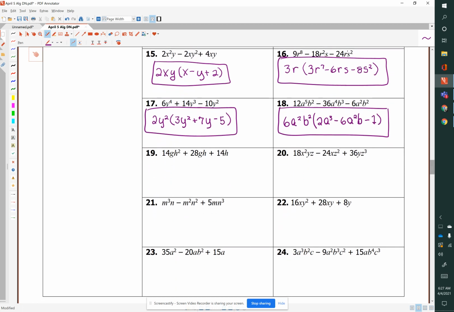So number 19, 14gh squared plus 28gh plus 14h. So it looks like we're factoring out the whole 14h. So we'll have a 1 at the end of this trinomial after it's factored. So 14gh squared divided by 14h leaves simply gh plus 2g plus that 1.